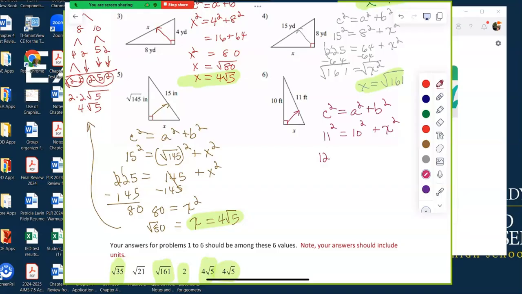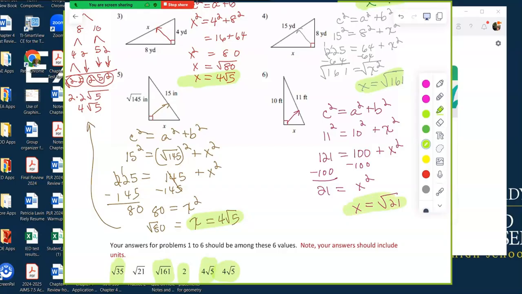11 squared is 121. Again, you can use your calculator. 10 squared is 100, plus x squared. Minus 100, minus 100. And I'm seeing that 21 equals x squared. So therefore, x equals radical 21, which only breaks down into 7 times 3, and I can't pull out a double. So my final answer is indeed what I hoped it was going to be, which is radical 21. Make sure you can do this and show your work and also simplify your radicals.